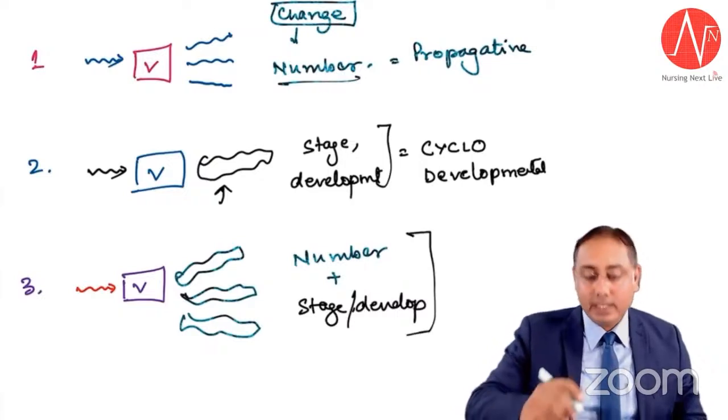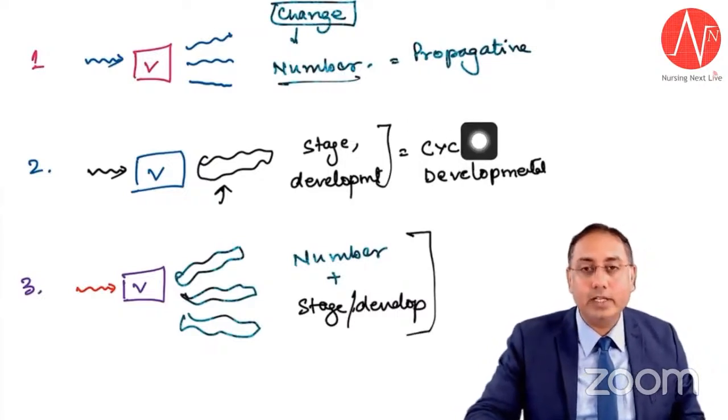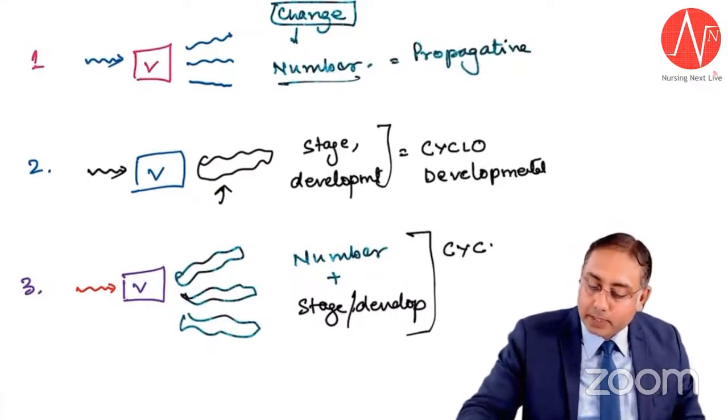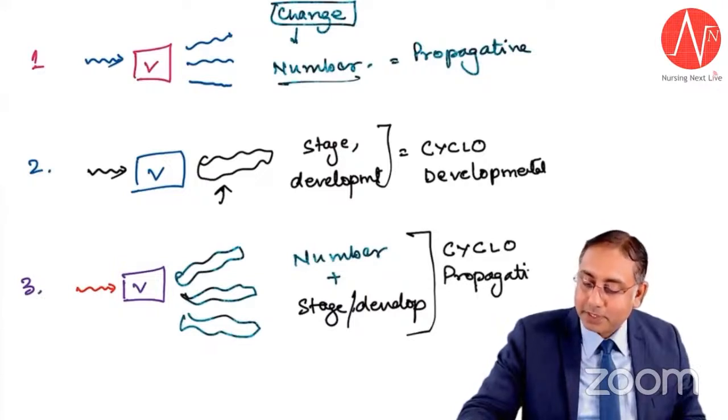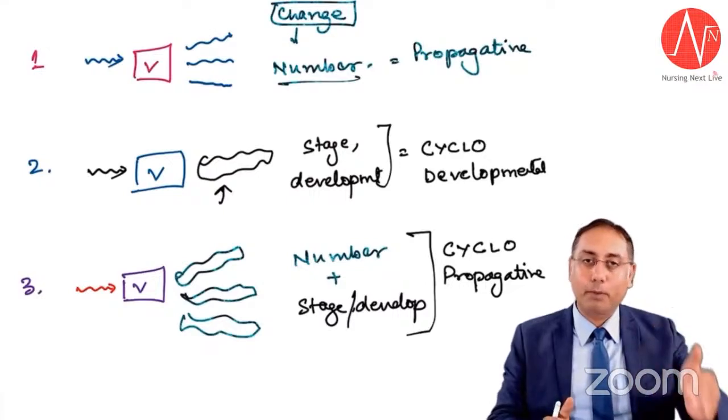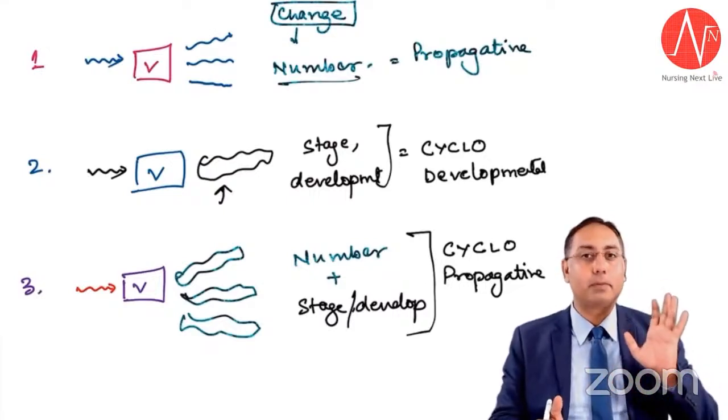So what is happening? There is a cyclical change with the propagation. This phenomenon is called cyclopropagative transmission. Okay, so there could be three types of transmission through the vectors: propagative, cyclodevelopmental, or cyclopropagative.